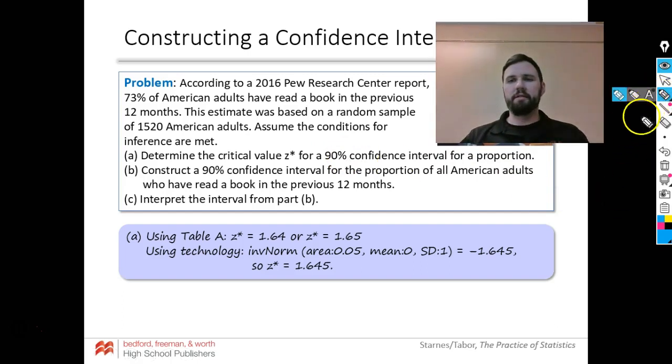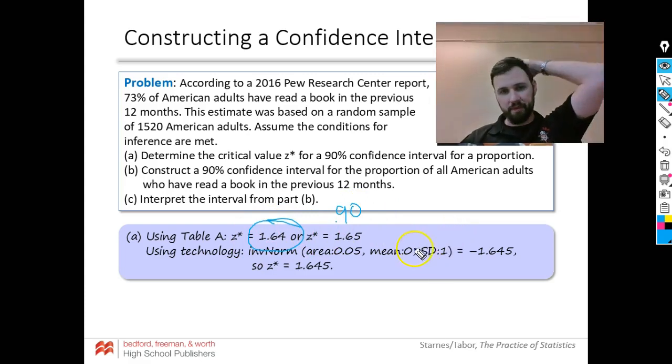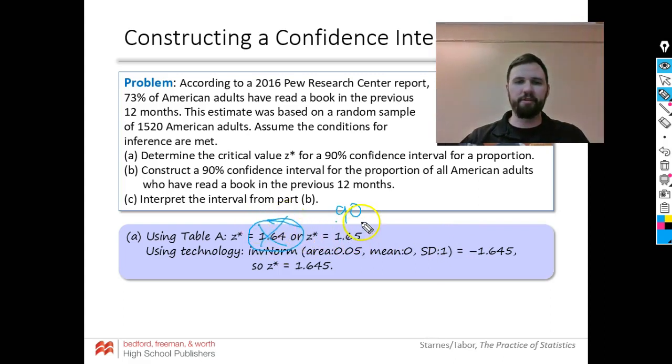So let's look at the table. We go to 0.9 or the 0.10 and we find Z is 1.64. Or Z is 1.6. I don't like that one as much. Let's do 1.65. Okay.